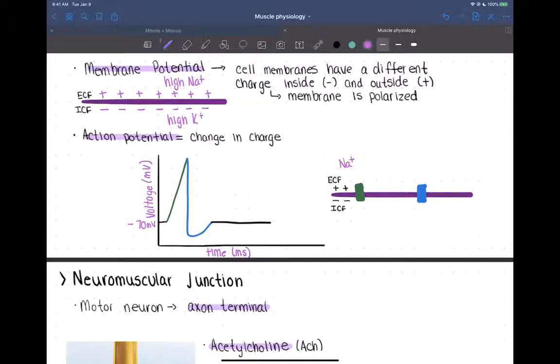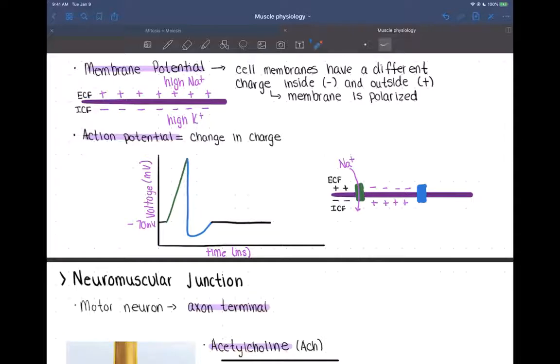To change the charge of the membrane, you open a channel protein in the membrane that allows sodium to rush into the cell. Sodium has a positive charge, and so adding all those positive charges to the inside of the cell is going to make this charge more positive. Now we've changed the charge, making it positive on the inside, negative on the outside, because we've moved all of our positive sodiums from the outside to the inside. That's what's happening on the green part of our action potential. The cell membrane becomes more and more positive.